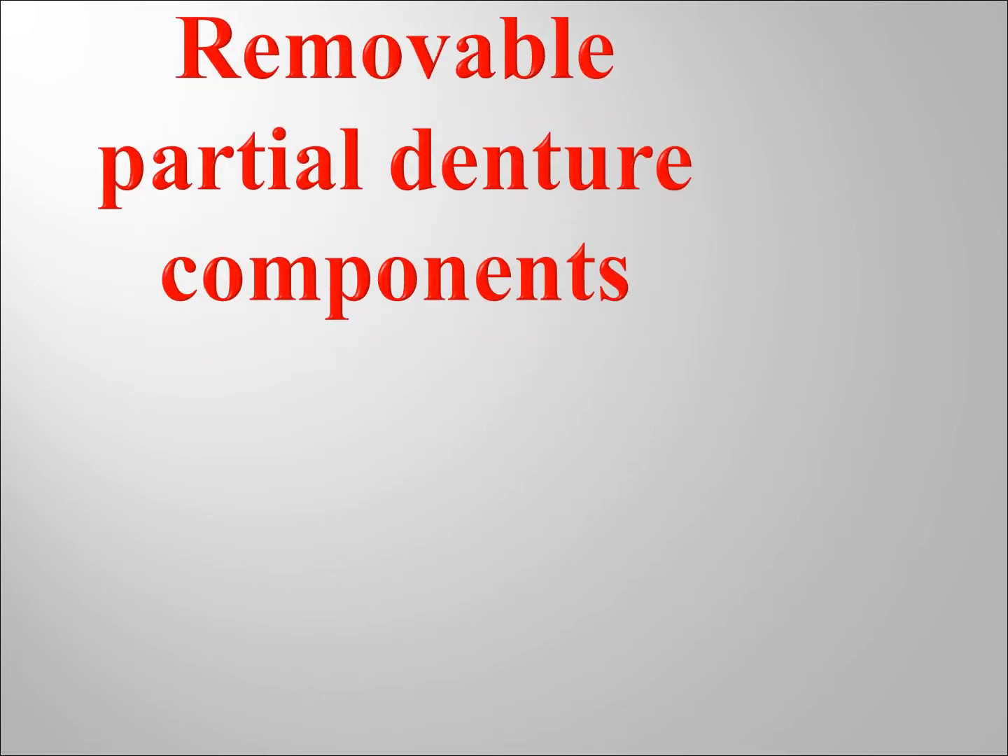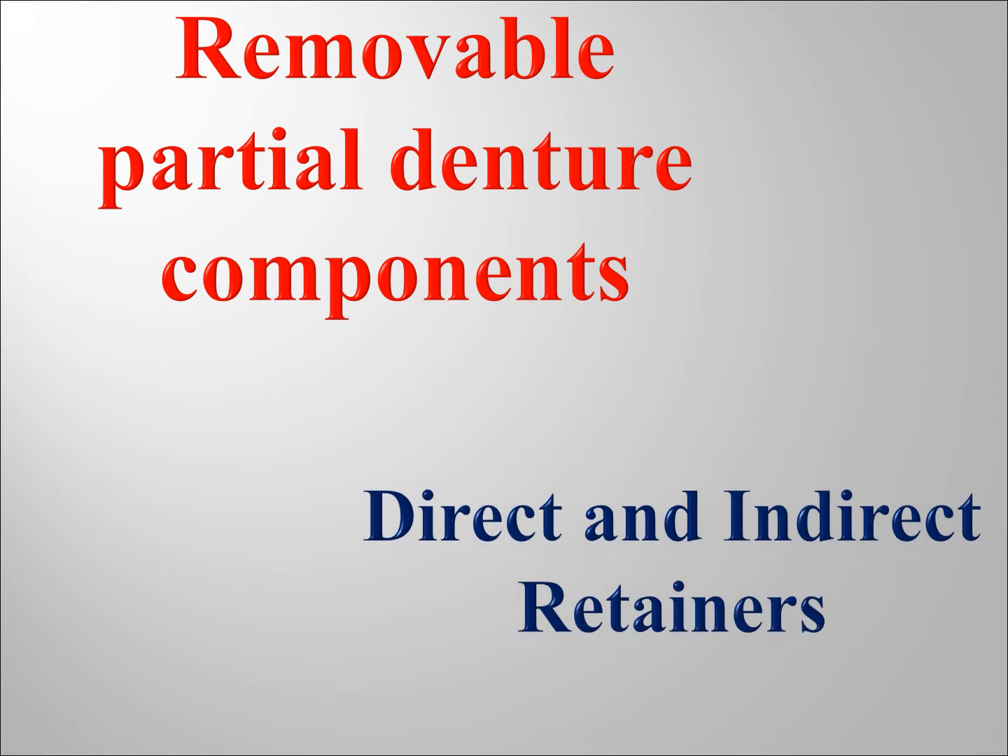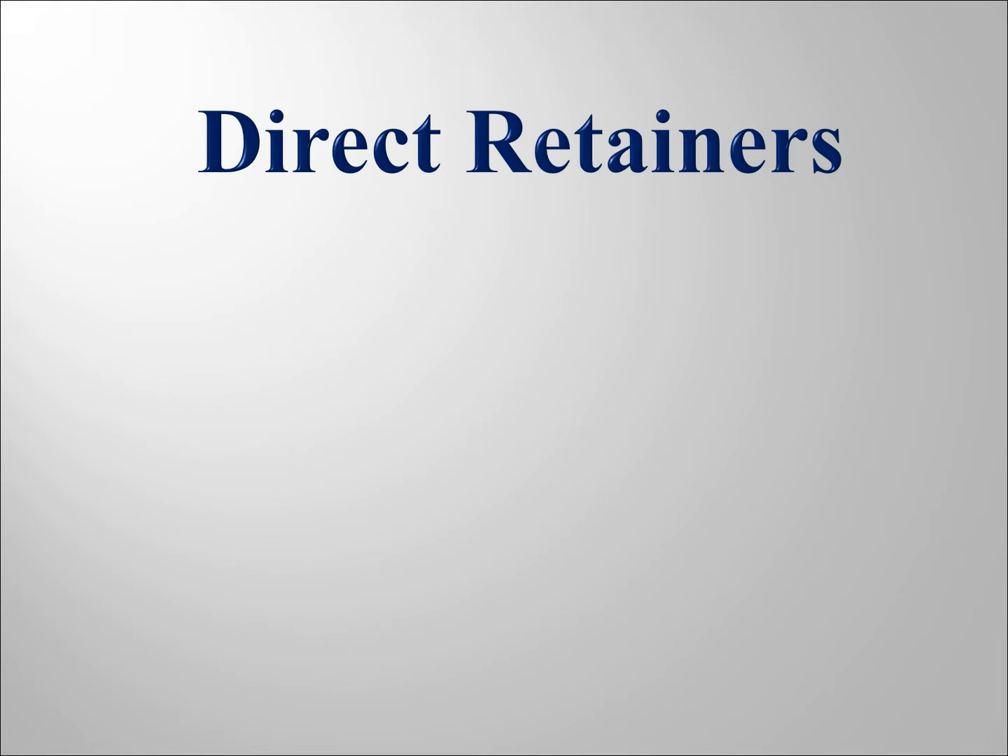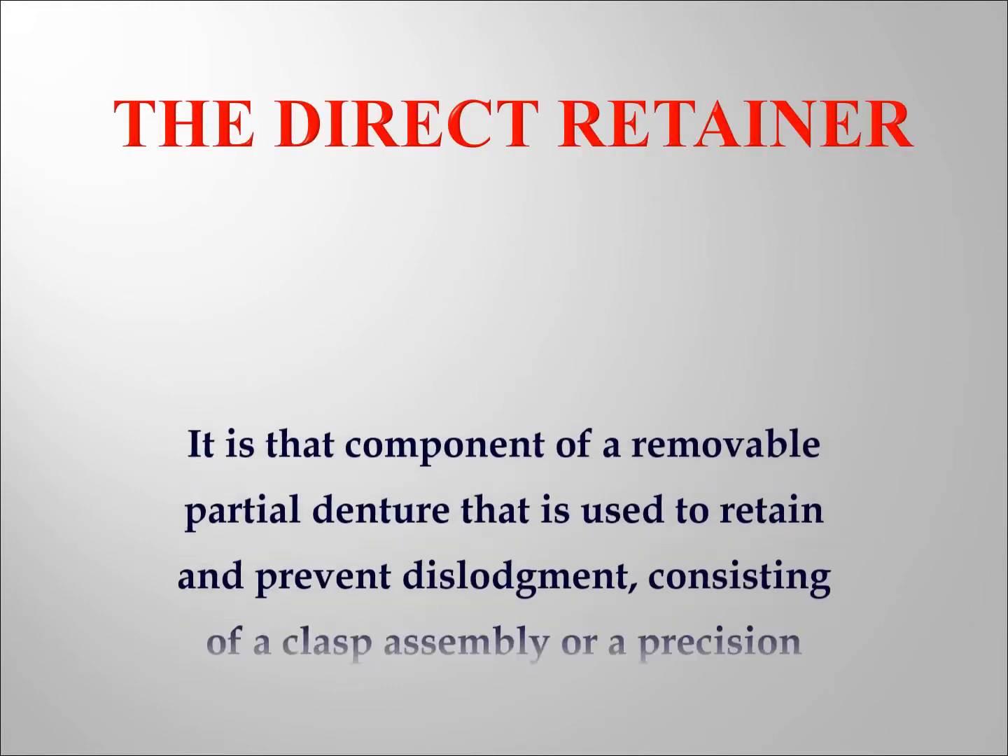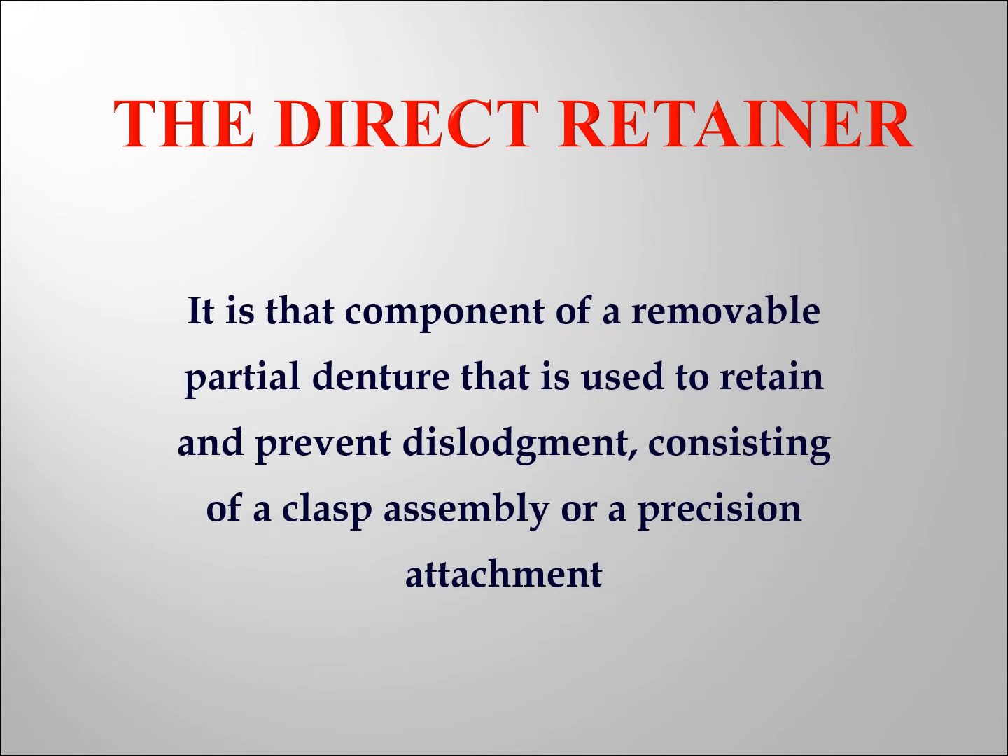Good evening. Today's lecture is about removable partial denture components, and it's the second in the series. Today's components are direct and indirect retainers. Now, direct retainers are the components of removable partial denture that are used to retain and prevent dislodgement of the prosthesis away from teeth and tissues. This can be a clasp assembly or precision attachment.